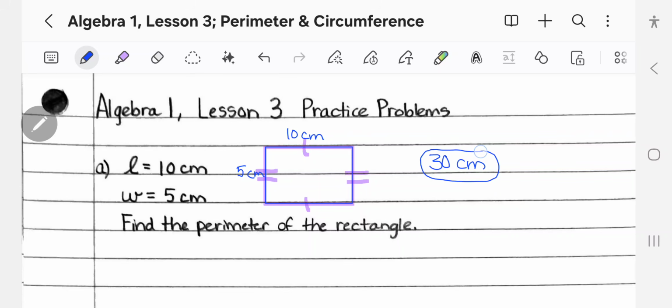And you can write that out, show the addition. Some people like to do it this way. They'll add these two, and they'll say, well, that's 15, and they know that these other sides are the same, so then they'll just double it, and that'll work too.